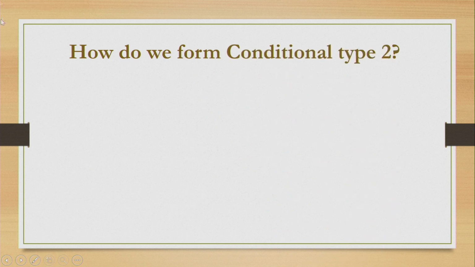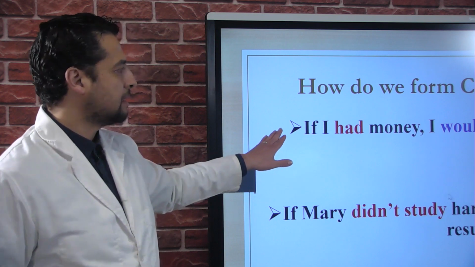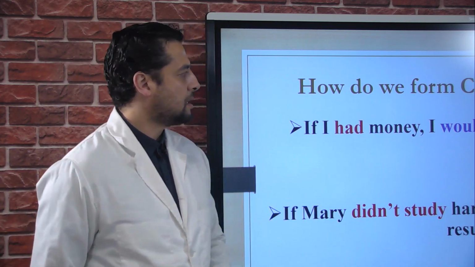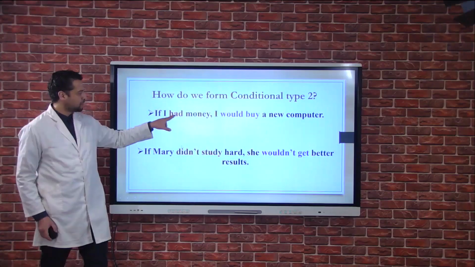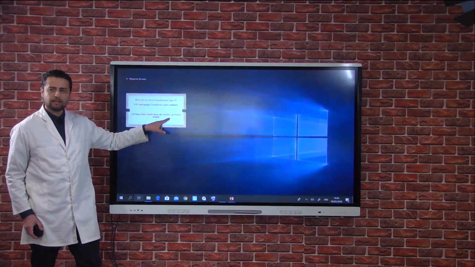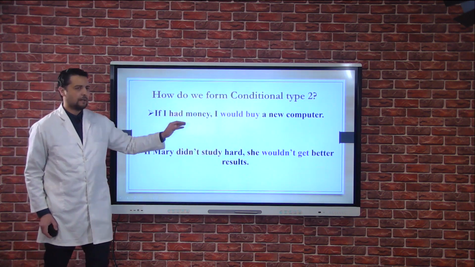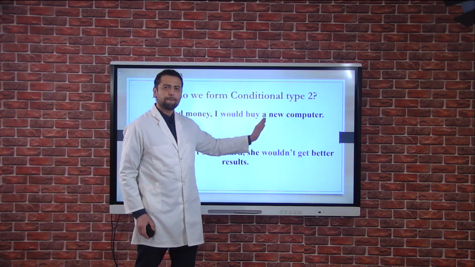How do we form conditional type 2? When you study both examples that we have seen, the first one, if I had money, I would buy a new computer, just focus on the verbs that you've got here. The first one, which is written in red: had. Let's have a look at the second one: would buy.